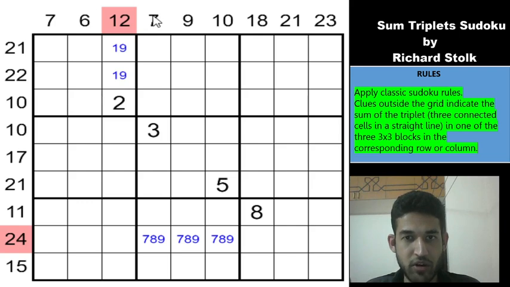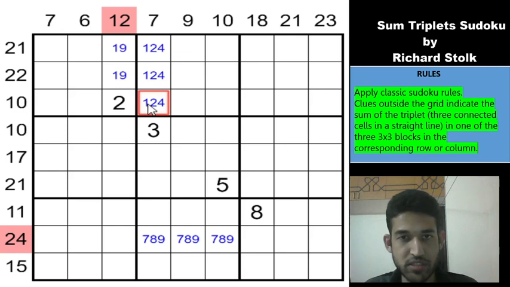Okay, now we can move on to this clue, I think, right? This is helping us. 7 is 1, 2 and 4 can't be here and cannot be here. So there is only one option. So 1, 2 and 4 goes here. And 2 is eliminated from here.